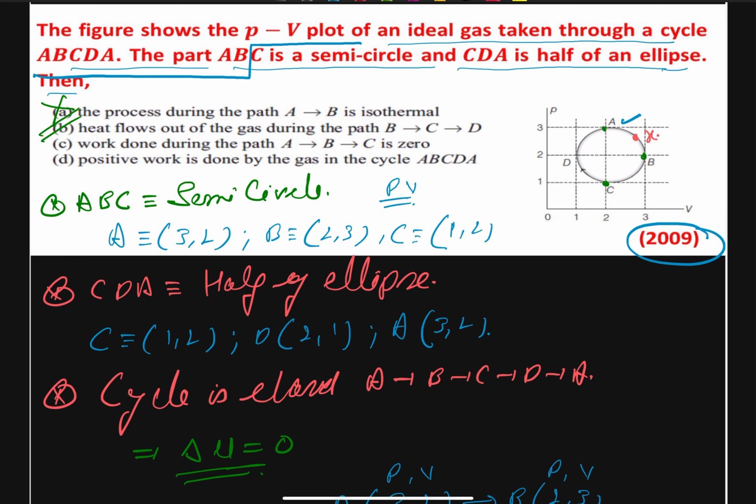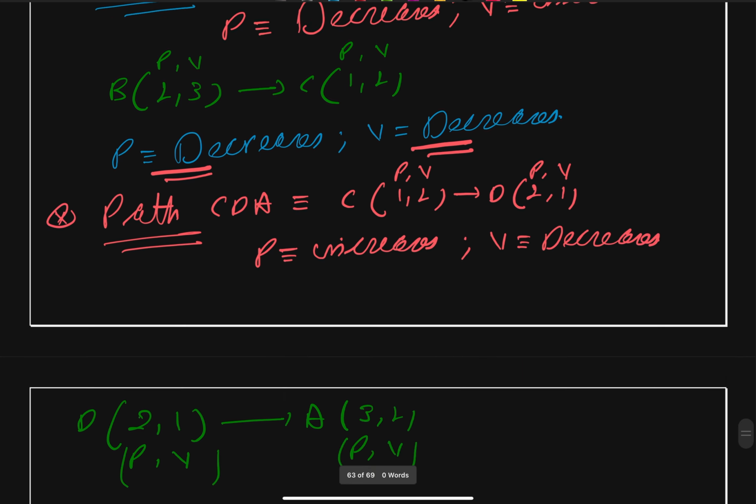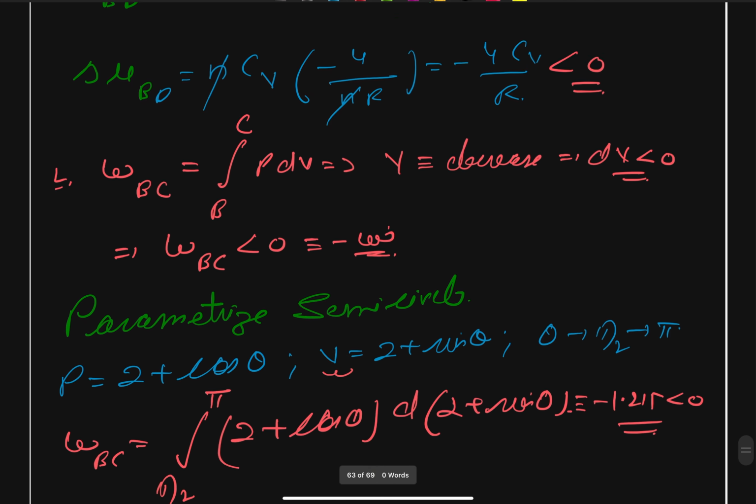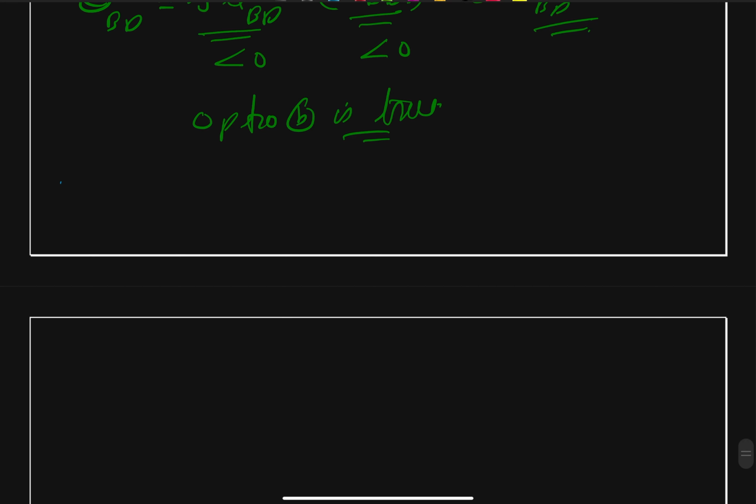Now we come to option C. Work done in the path A, B, C is 0. So work done in the path A, B, C will be equal to work done from the path A to B, then plus B to C. So work done in the path ABC will be equal to work done for the path AB plus work done for the path BC.